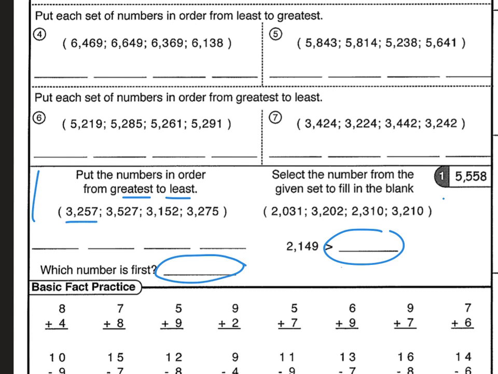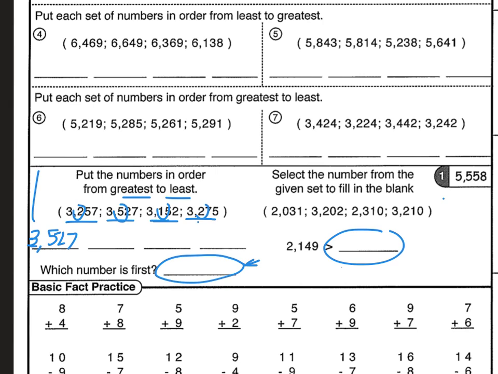So we've got 3,257, 3,527, 3,152, 3,275. They all start with 3,000, and I'm going greatest to least, and so I'm looking in the hundreds place, and I'm noticing this is 2, 5, 1, and 2. So the biggest one, the greatest, is 3,527. And then you got to have all these numbers in the right order. Even if you pick the correct first number, you got to get all four of them in the right order to understand this and to be doing it right.